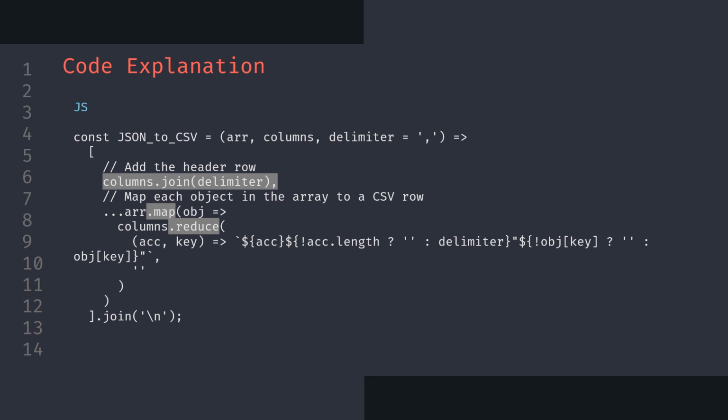We use a map method to iterate over each object in the array. For each object, we use the reduce method to create a row by iterating over the specified columns. If a column is missing in the object, we substitute it with an empty string. Finally, we join all rows with newline characters to create the final CSV string.